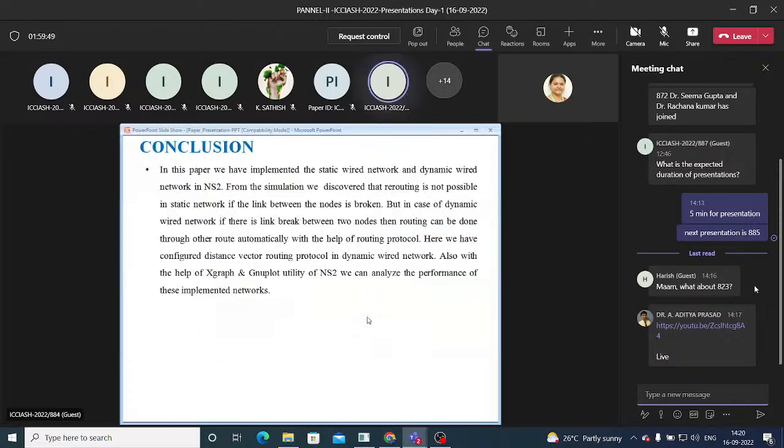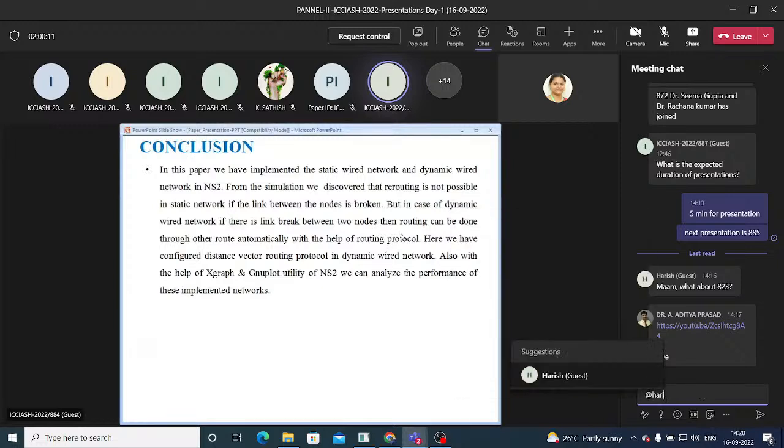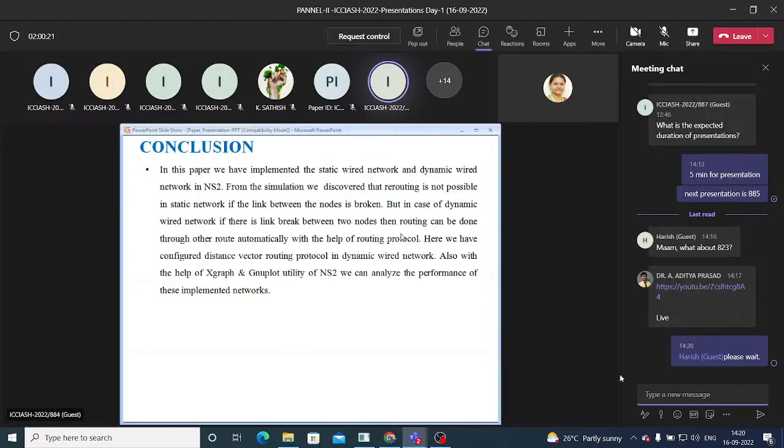In conclusion, from the simulation we discovered that rerouting is not possible in a static network if the link between nodes is broken. But in the case of a dynamic wired network, if there is a link break between two nodes, then routing can be done through another route automatically with the help of the routing protocol. Here we have configured the distance vector routing protocol in the dynamic wired network. Also, with the help of XGraph and gnuplot utility, we can analyze the performance of these implemented networks. So these are the references. Thank you.